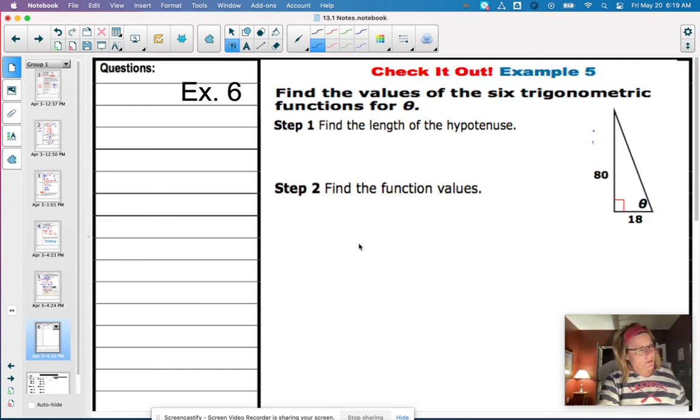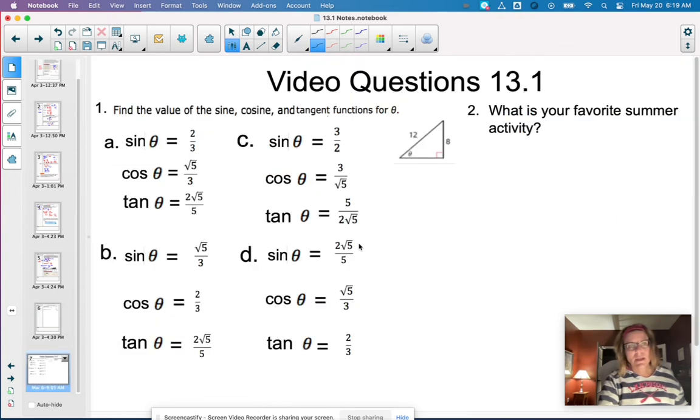Example 6, we're going to save for class. And here are your video questions. Please pause the video and write them in your notes.